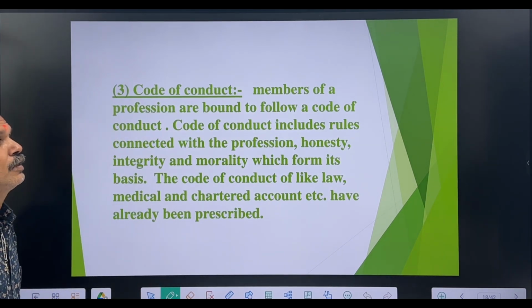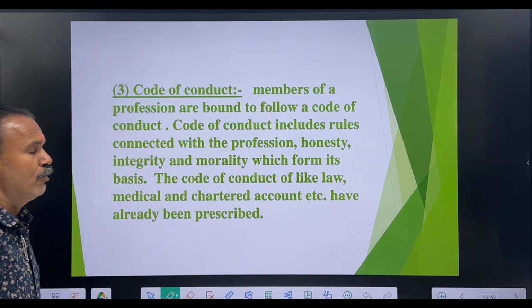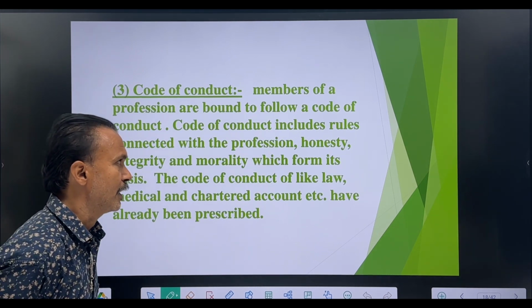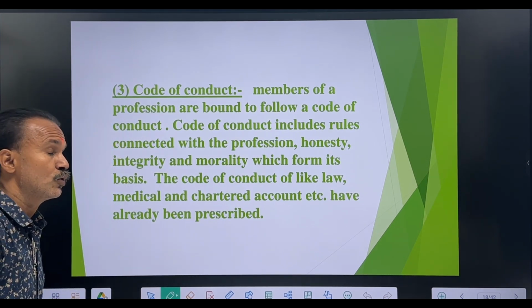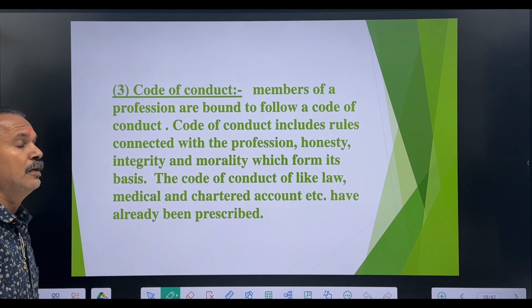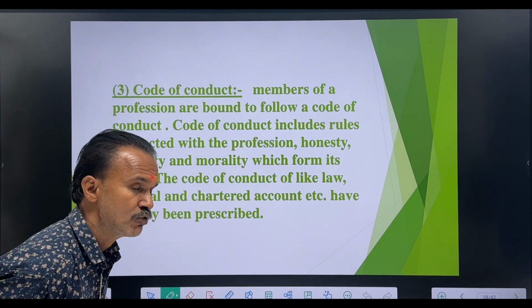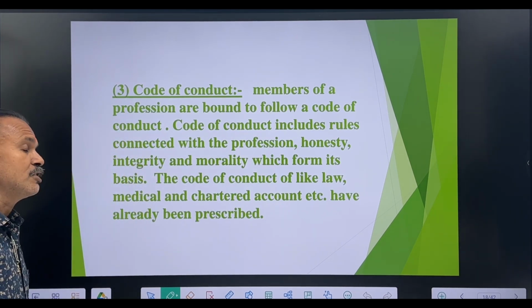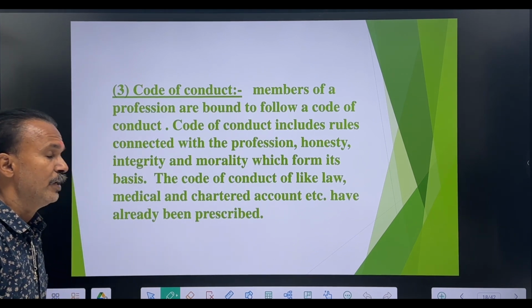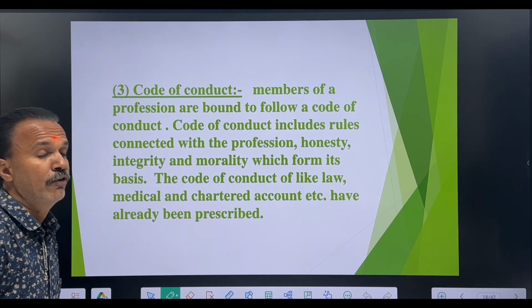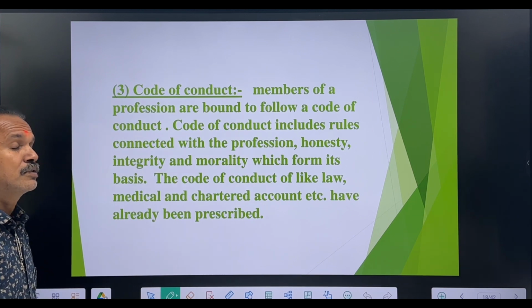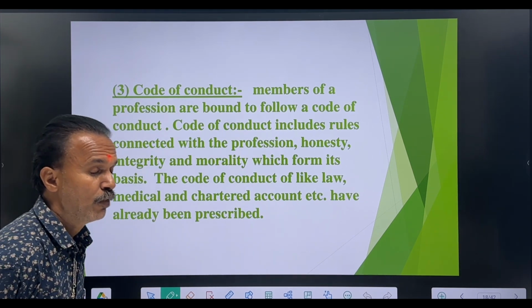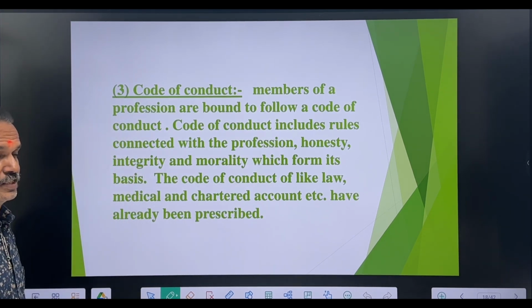Code of conduct. Members of a profession are bound to follow code of conduct. Code of conduct includes rules and regulations which are mentioned by their council. For example, Bar Council of India, Medical Council of India, the Institute of Chartered Accountants of India have prescribed some rules and regulations which are followed by every professional.